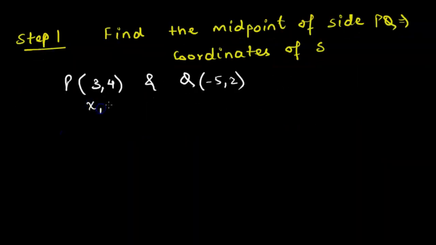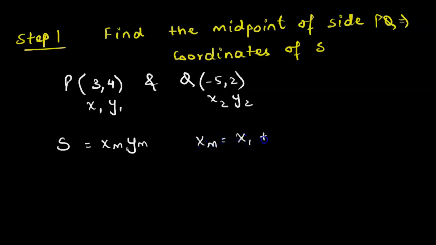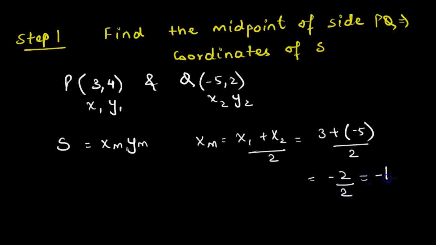Let's call this x1, y1. Let's call this x2, y2. Therefore, point S is xm, ym because it is in the middle of P and Q. So to get the value of xm, we would do x1 plus x2 divided by 2, which is 3 plus -5 divided by 2, and this would give us -2 by 2, which is -1.